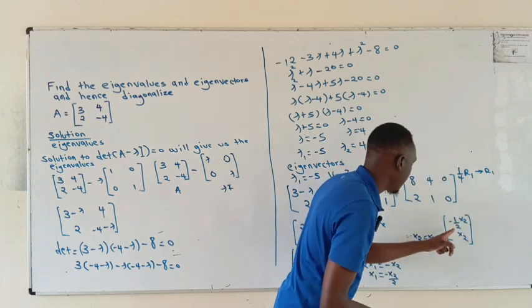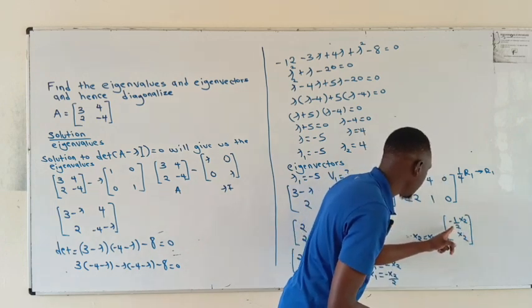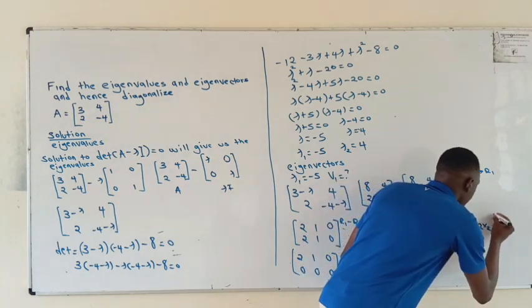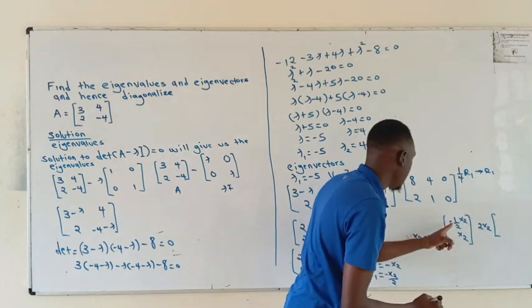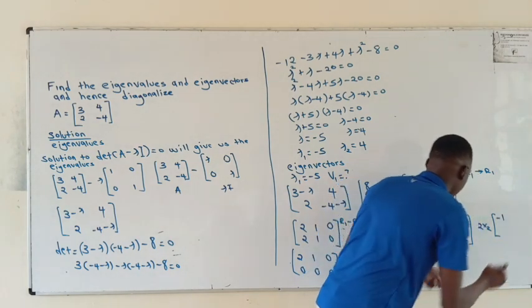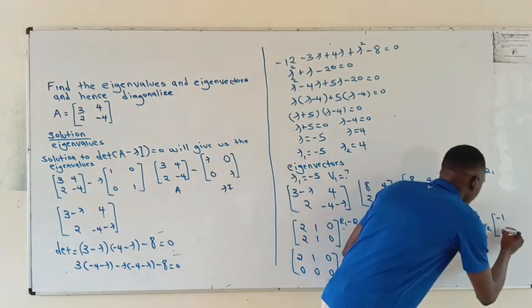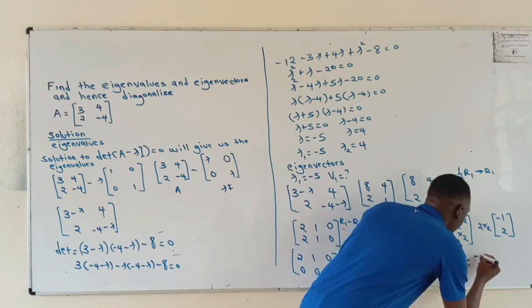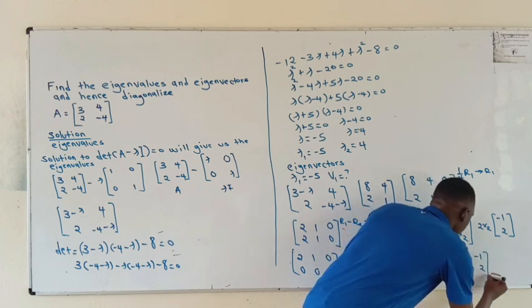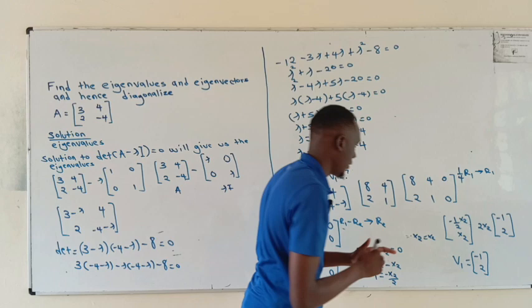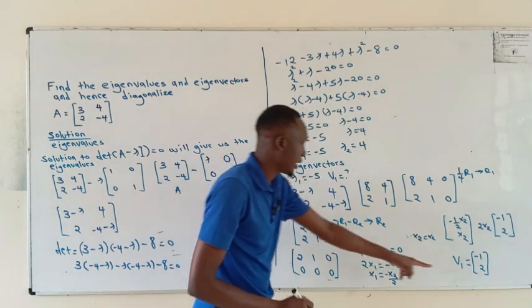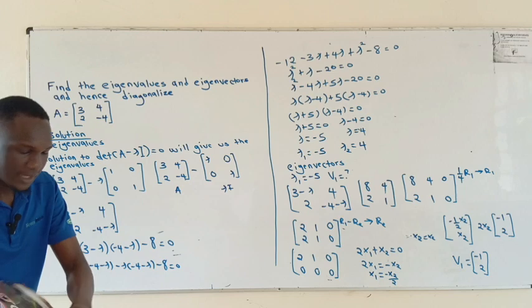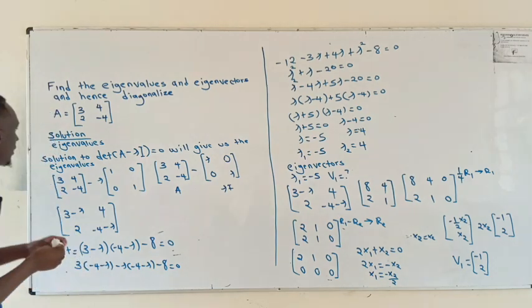We realize that let's factor out x2, into, here we remain with negative 1, here we have got 2. Therefore, our v1 is equal to negative 1, 2. Our eigenvector 1, which is v1, is equal to negative 1, 2. Let's find our eigenvector 2.